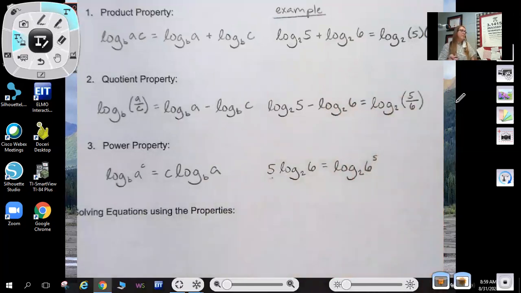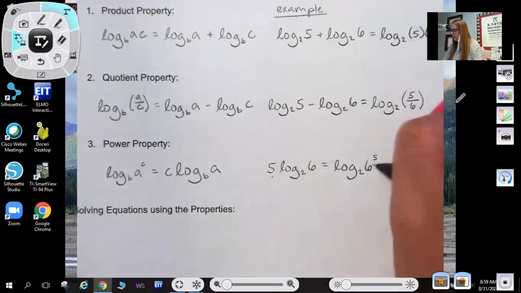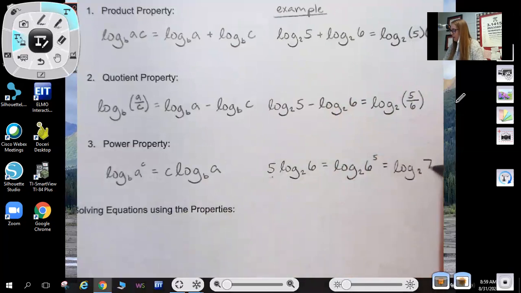So now I've gotten rid of that number in front of the logarithm by moving it so that it's an exponent now. If you wanted to do 6 to the 5th power in your calculator, you would get 7,776.